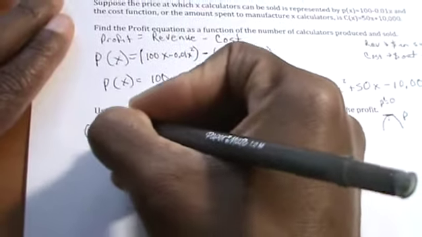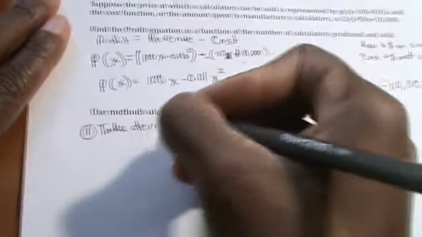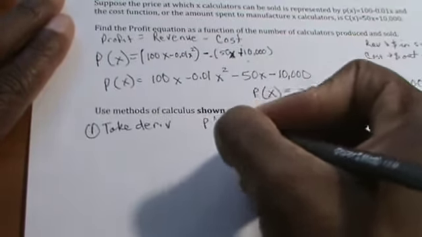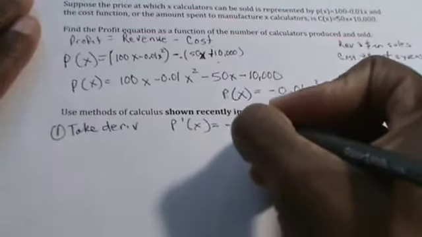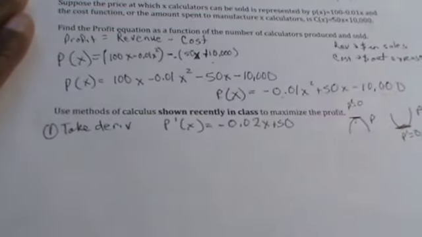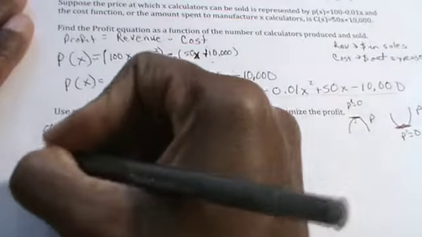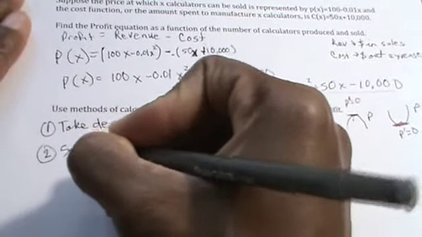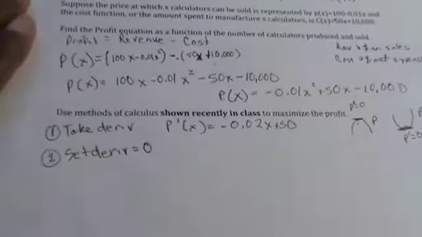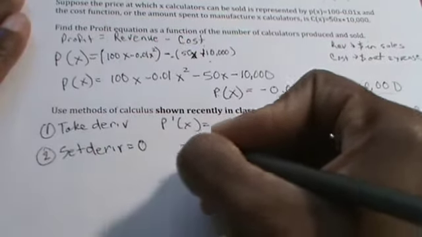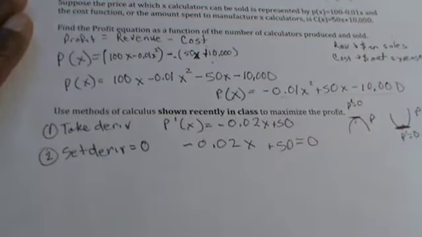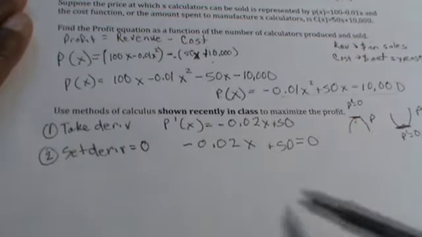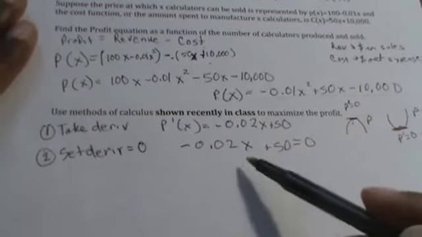So here we go, step one, and I'll write them all down this time. Take the derivative. So P prime of X then equals the derivative of this term right here: negative 0.02x plus 50. There's step one. Step two, you set your derivative equal to 0. So let's get to that. Negative 0.02x plus 50 equals 0. You'll notice I don't carry this label because it becomes confusing. You don't need it. All you're trying to do is solve for the x.